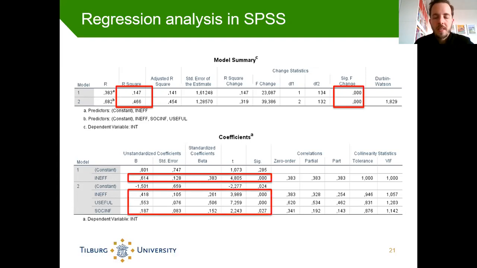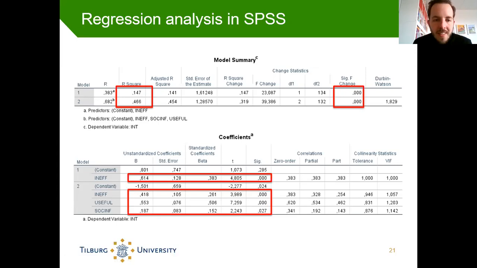Then we can also look at the second model. So now we have all 3 predictors. And again, you see, not very surprisingly, that the same predictor is still a significant predictor of your outcome variable. The second predictor actually also is a significant predictor. And the third one is also a significant predictor of your outcome variable, because all those 3 p-values are smaller than 0.05.